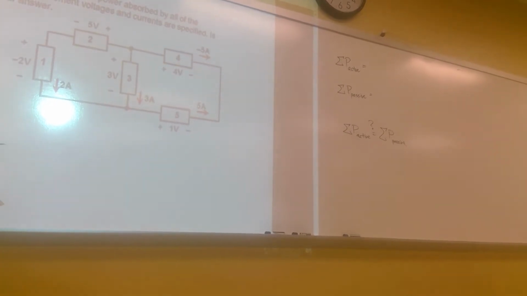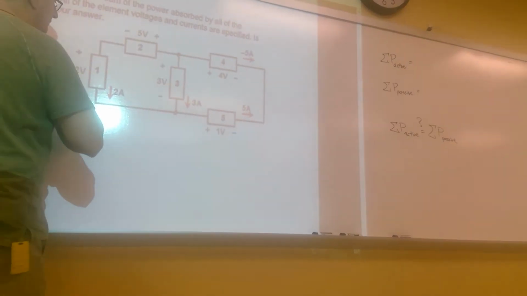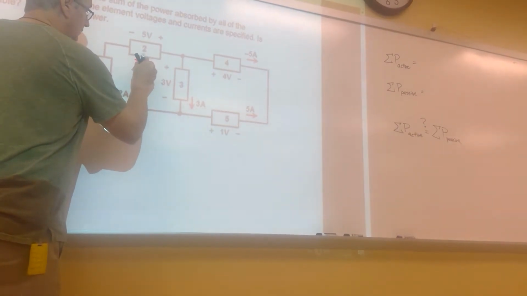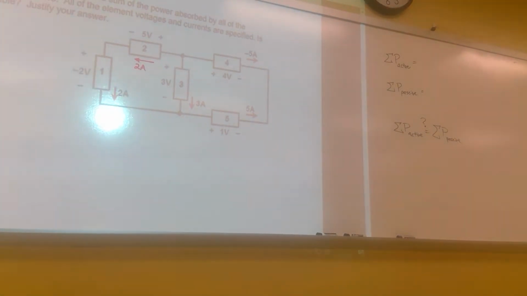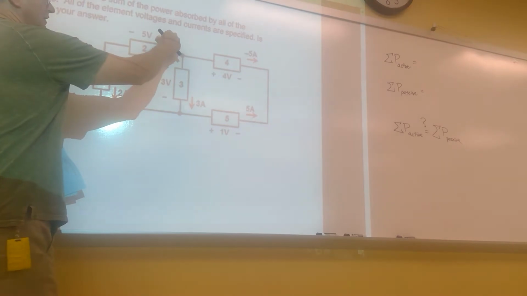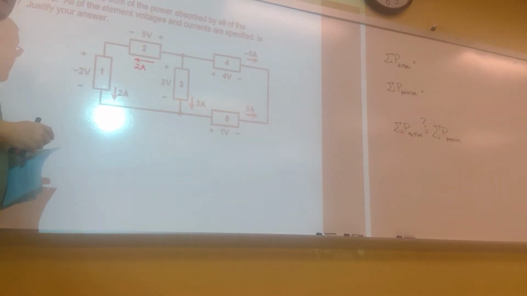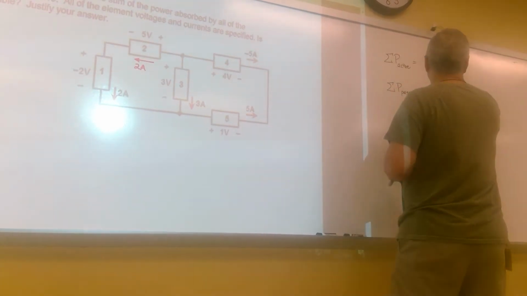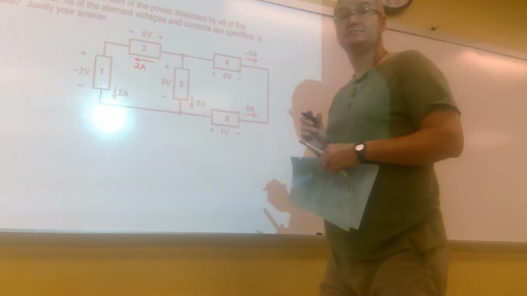So what you're seeing here is that I have a 2 amp current here, so that means there must be 2 amps going through here. Now, if you look at 2 here, you could see that the current is coming in the positive end, so 2 has to be passive. So then I'm going to walk over here, I'm going to say 2 is passive.